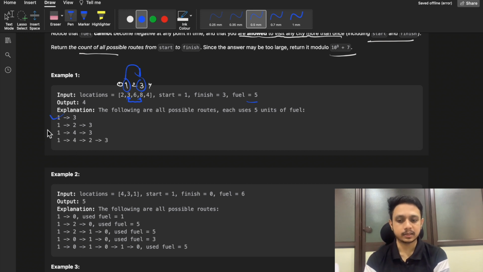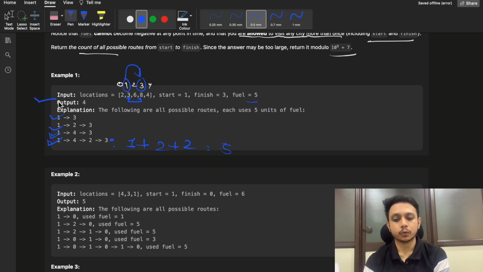Then another possible answer is this one, through the third and fourth cities. So these are the 4 possible answers, and if you take a look at any of them, the total fuel cost is less than or equal to the given fuel, so we can take each as a valid route. Let's say you want to traverse from city 1 to city 4, then the cost is 1. Then from 4 to 2, that is 4 minus 6, the cost is 2. Then 2 to 3, that is 6 to 8, so the cost is again 2. The total is 5, which is less than or equal to the given fuel, so this is a valid route. Similarly, there are 4 valid routes here.